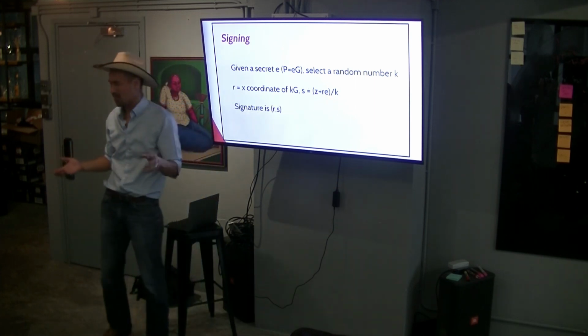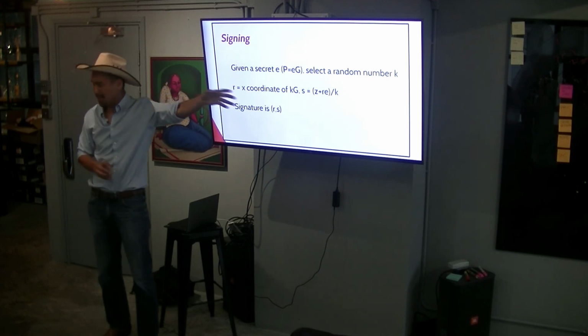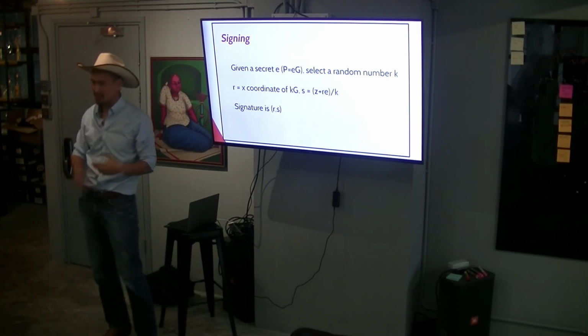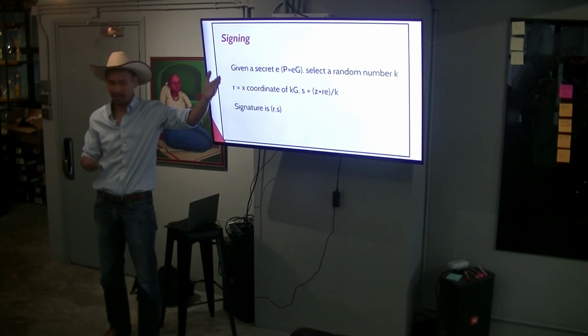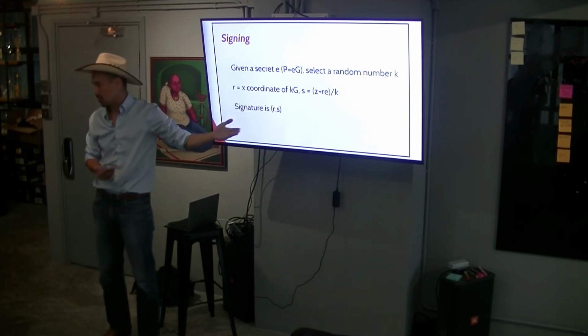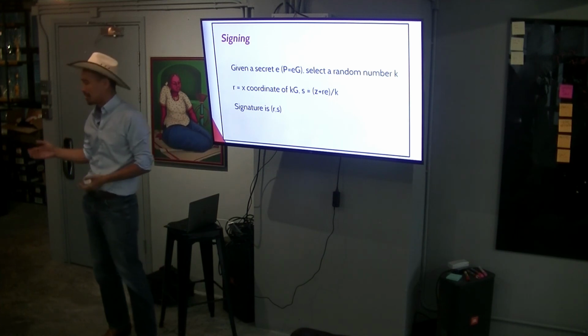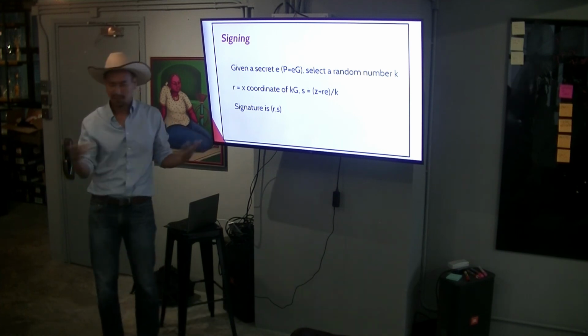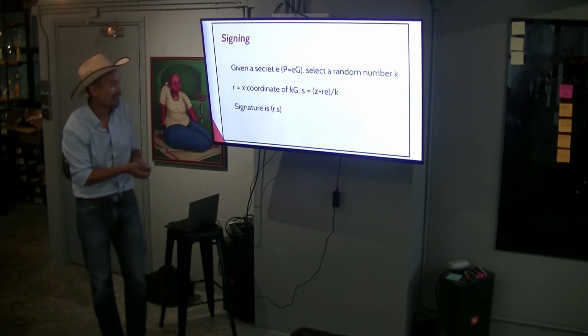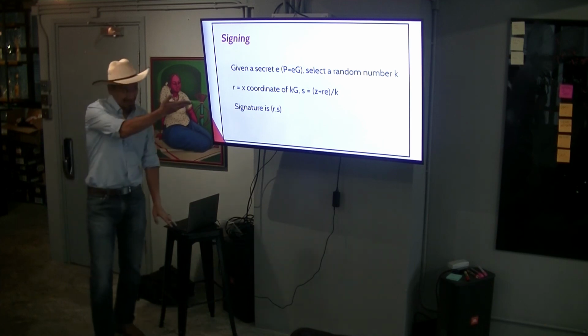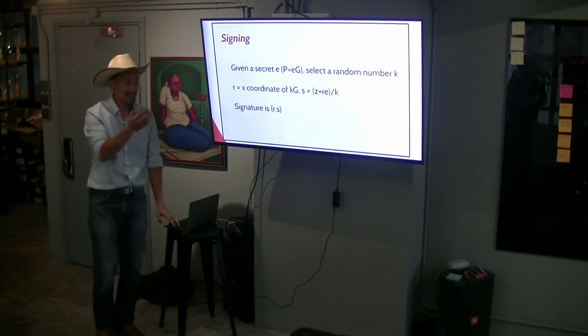It's very important that you also make sure that K is truly random, because if you reuse K, you end up compromising your private key. This is exactly what happened with the PlayStation hack. They signed multiple messages with the same K. But this is your signature, and this is the signature algorithm.